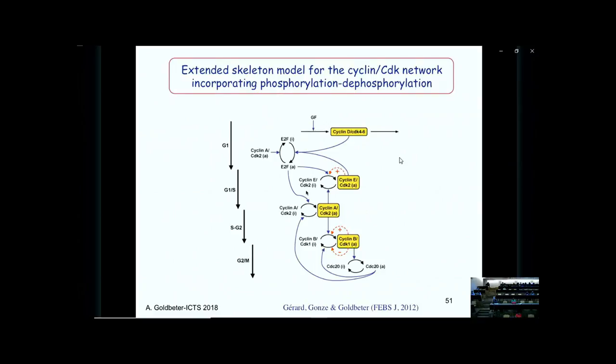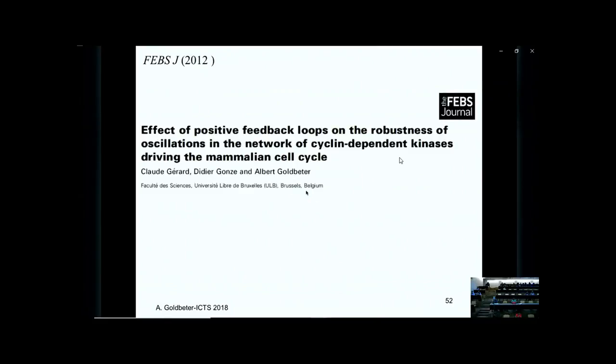Now, stochastic simulations are rather cumbersome to perform, especially on a very large system, like the 39 variable system. So we use the reduced model to perform stochastic simulations and to address one particular question, which is, why are there so many positive feedback loops in the cell cycle? What's their role? Because they look redundant. So why is it that there is not one positive feedback, but two and even three?